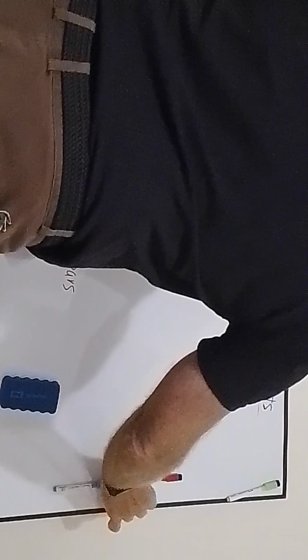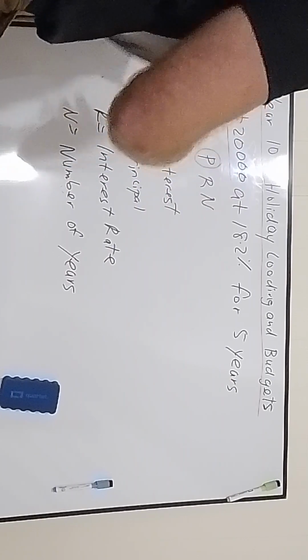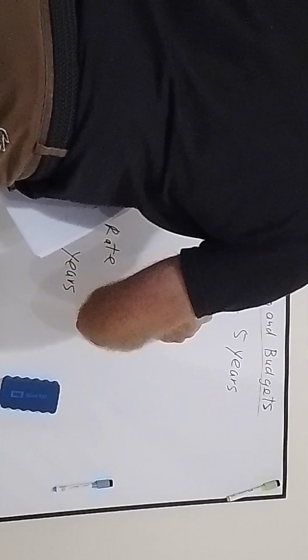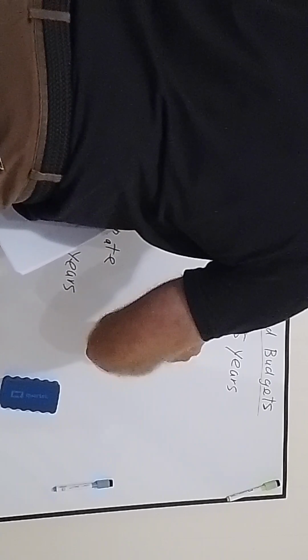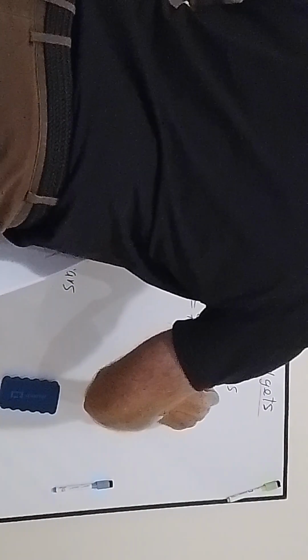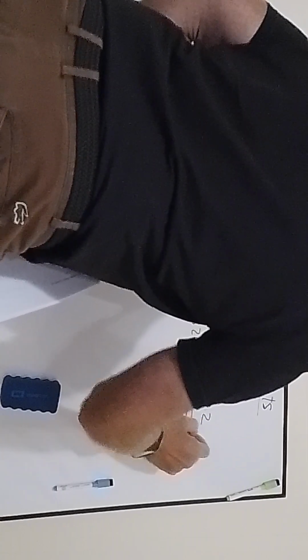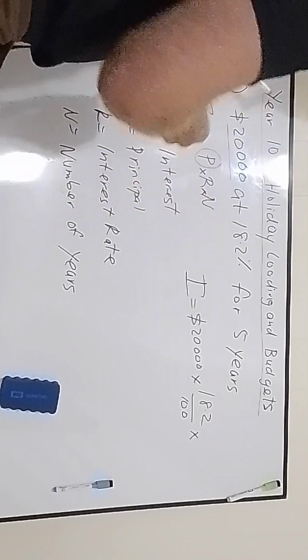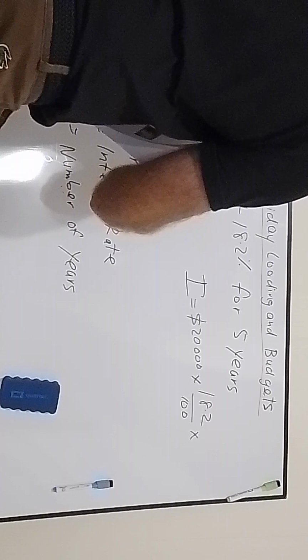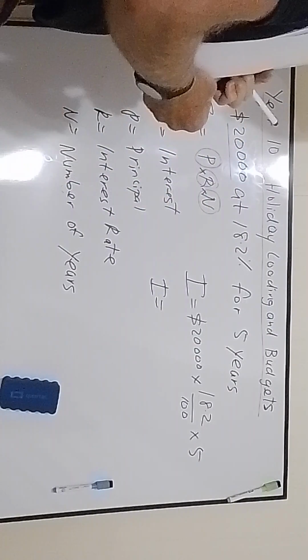Now, let's just use this red pen here. P is 20,000. I is what we're trying to find. So I equals P, which we say is $20,000. Now, this just means times. There's nothing there, but we know that there's a times in between the P and the R. So times, and then R is 18.2%, or 18.2 divided by 100, times by N. N is going to be 5, because it's for 5 years. So I equals, let's work this out with the calculator.